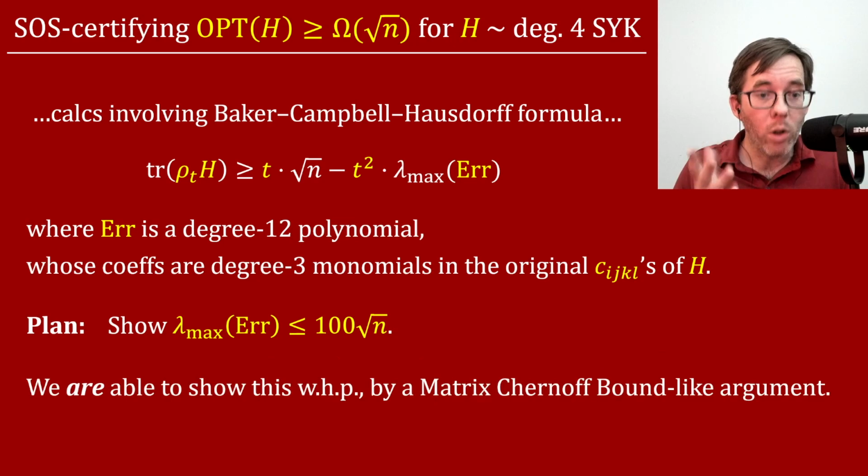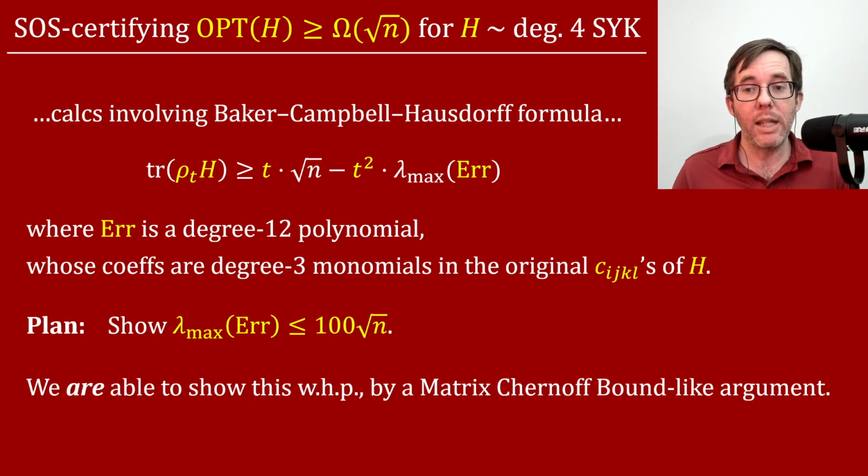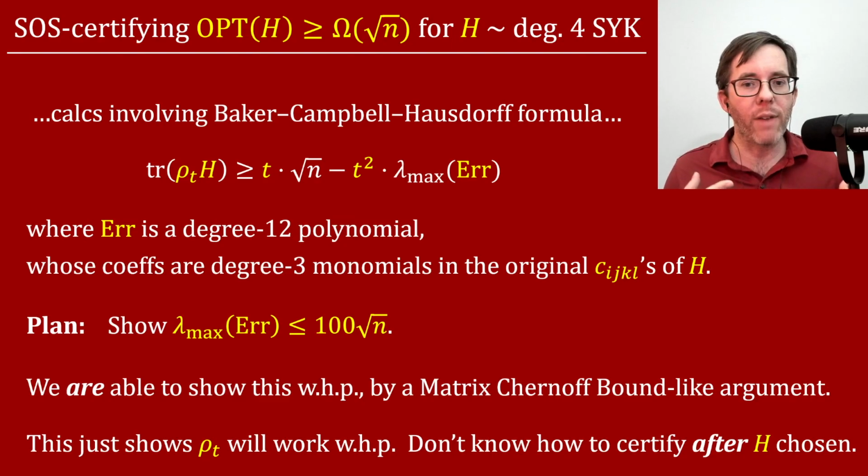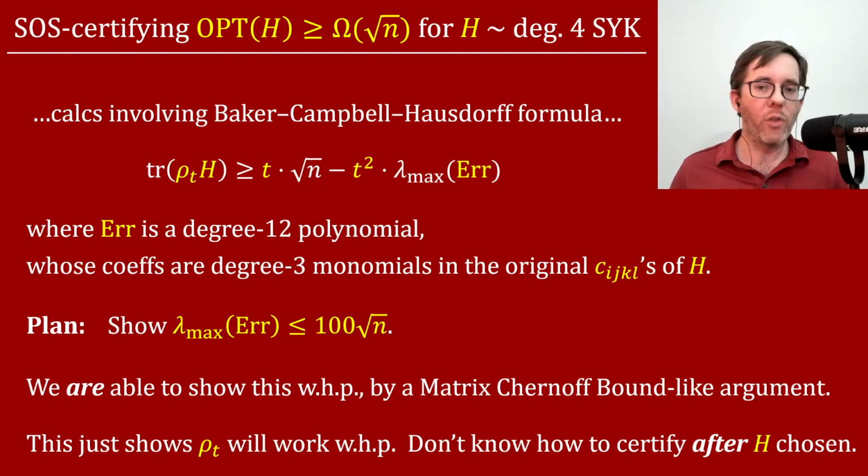Matt and I were able to prove this fact about the error polynomial by some kind of matrix Chernoff bound type argument. On one hand, that's great. It indeed shows that rho t is with high probability a certificate that opt of h is at least order square root n. On the other hand, as I mentioned earlier, these Chernoff type arguments seem to only work before the fact. After you've chosen the coefficients c i j k l of h, this defines an error polynomial, and although it's very likely to have maximum eigenvalue bounded by 100 times square root n, we don't know how to certify this efficiently.